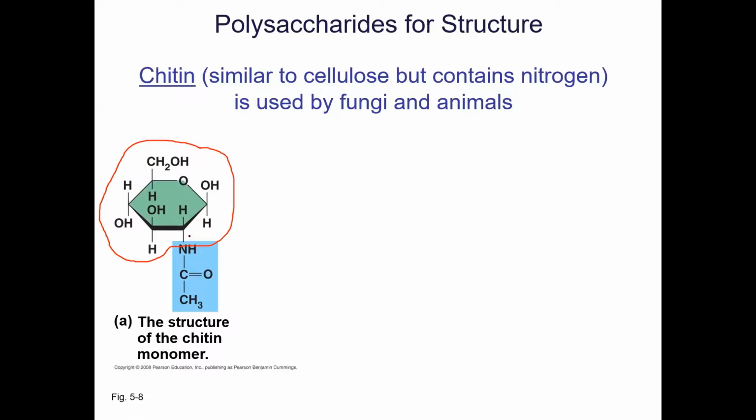It's glucose, and then what we've added is this group here. This is called an N-acetyl group. So we call this N-acetylglucosamine instead of glucose. But it's basically glucose. We put these things together in a very similar manner to glucose, and you're going to get something called chitin instead.